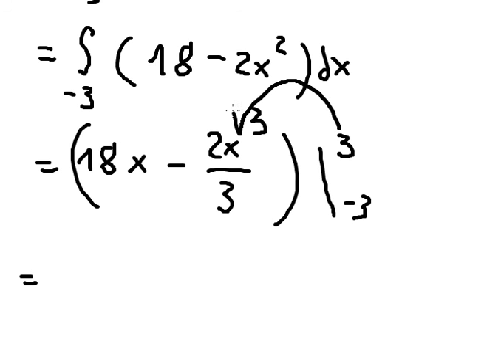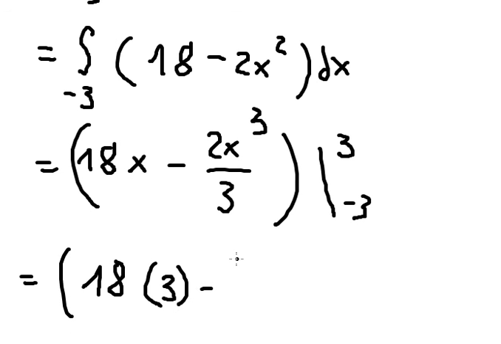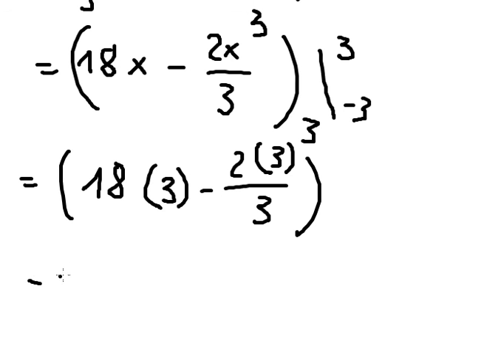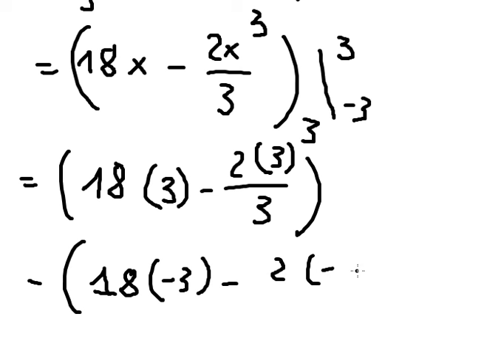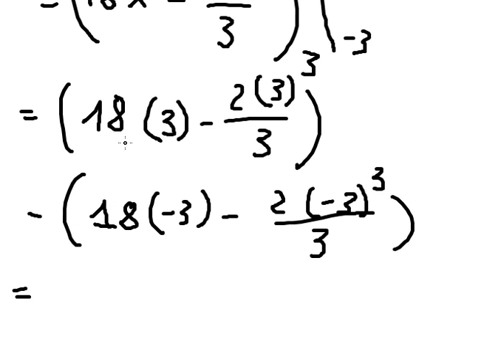So positive number 3, I will put this one gone here. Negative number 3, I will put this one gone here. So we calculate this one and we have 72.